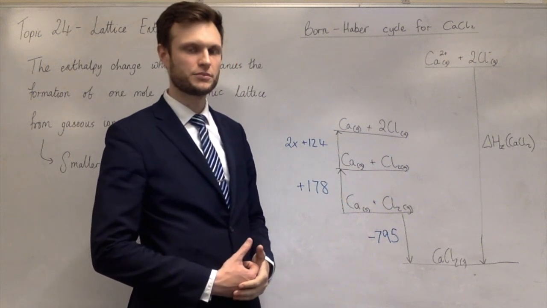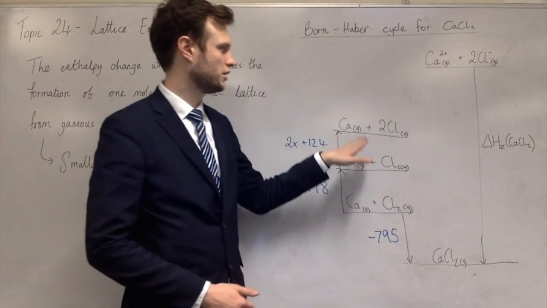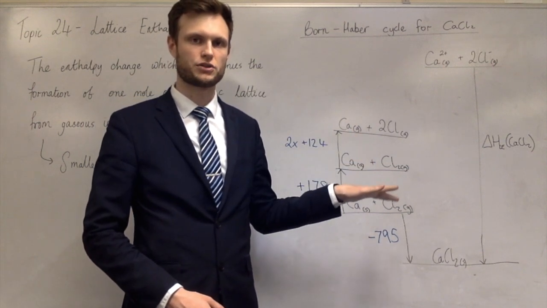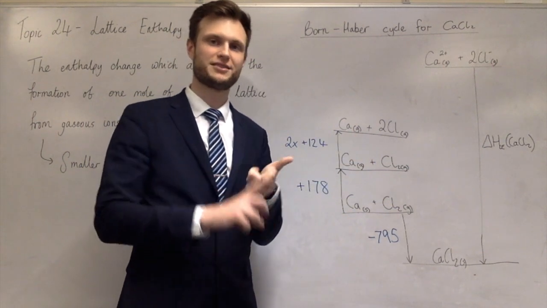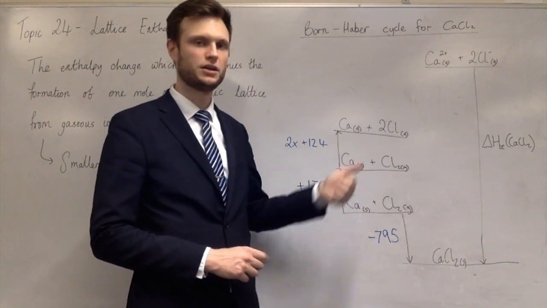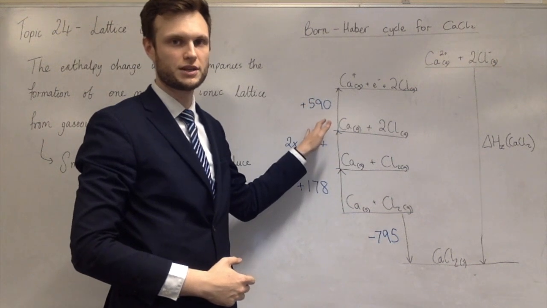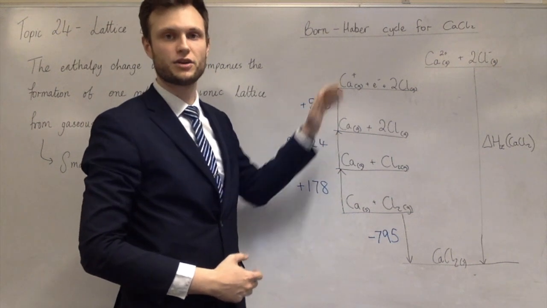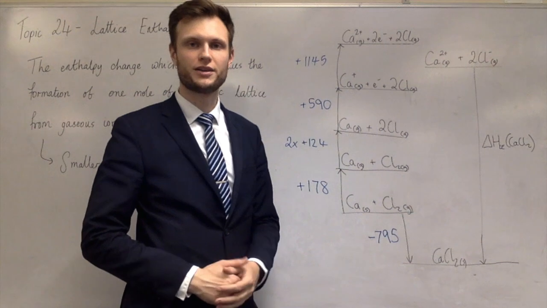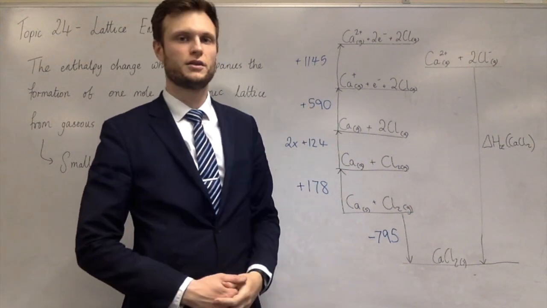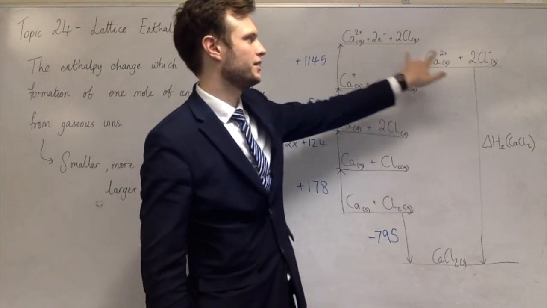The next step is we've got to get ions. Calcium first has to lose electrons, and that's ionization energy. So I need to do the first and second ionization enthalpy for calcium. The first has an enthalpy change of 590 kilojoules per mole. Then we need to do the second ionization energy, and the second ionization enthalpy for calcium is 1145. There's only one step left, getting from here to here.